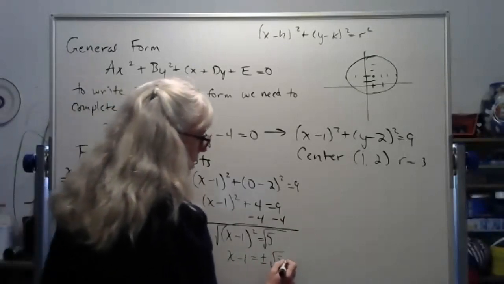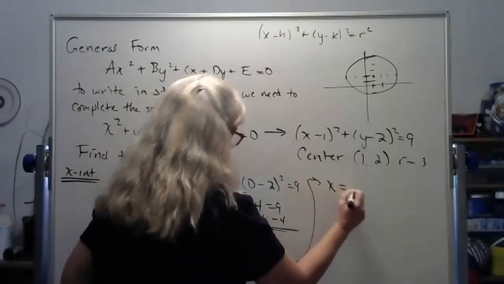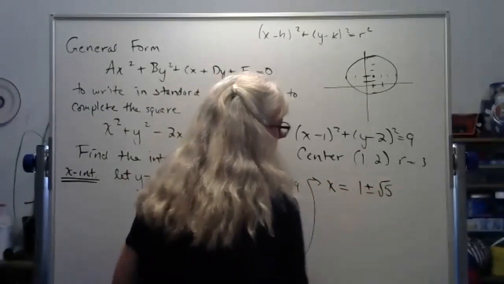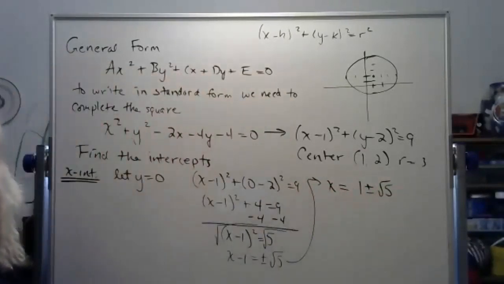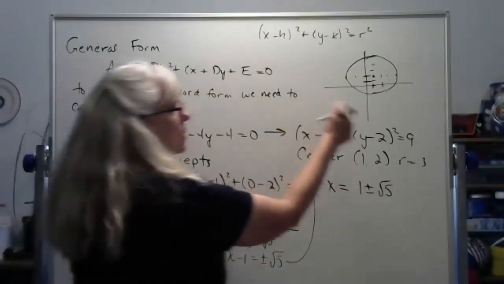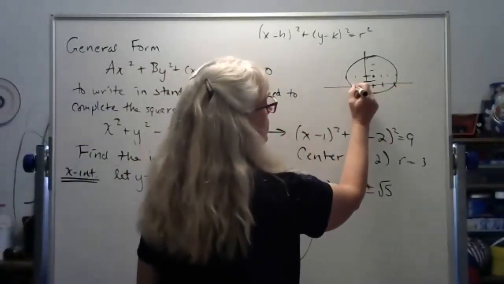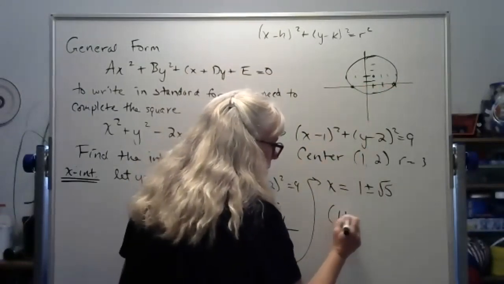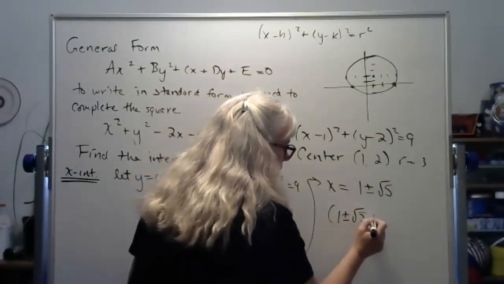So then your x-intercepts are 1 plus or minus the square root of 5. And that's the x-intercept. That doesn't help draw this picture at all, but there are 2 of them. There's one here, and we just found them. Again, I prefer to write them as 1 plus or minus root 5, comma 0.